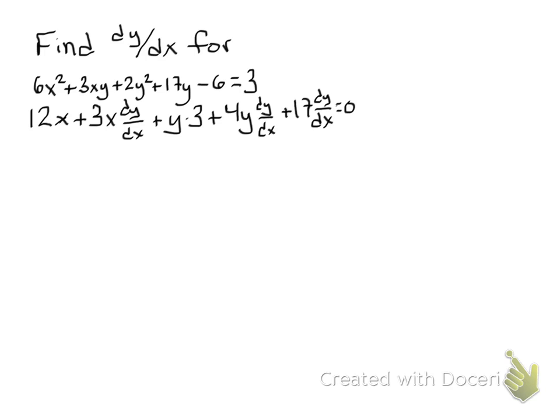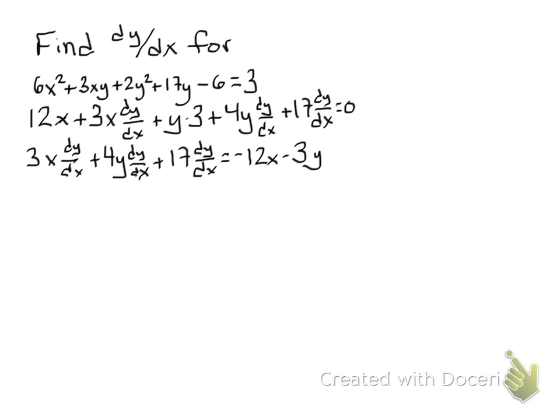So technically we've taken the derivative of everything. Now it's simply just getting the dy dx by itself. So everything that's a dy dx I will keep on the left side. Everything that's not, I'm going to move over to the other side. So I've got 3x dy dx. That will stay. I've got 4y dy dx, that will stay, and I've got 17 dy dx. That's everything that has a dy dx. Everything that doesn't, I will add or subtract over to the other side, so I'll subtract a 12x. I will subtract, I'll write it as 3y.